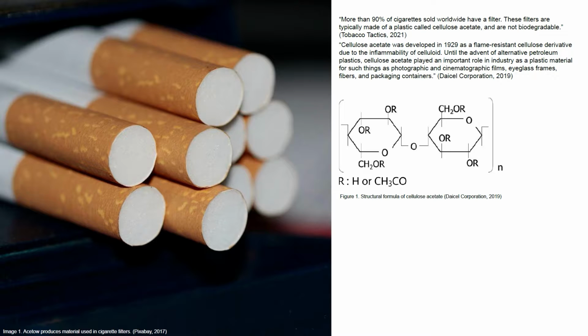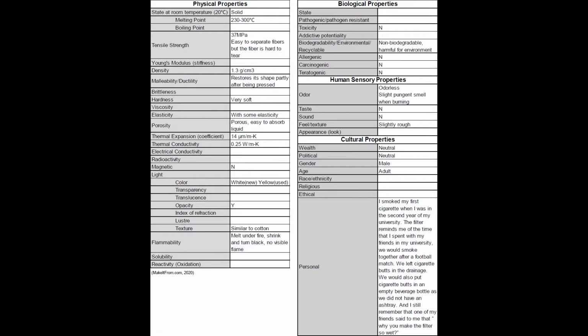Since the filter is a kind of plastic, littering cigarette butts will damage the environment, because the filters take years to degrade and turn into microplastics. Also, cigarette butts carry a heavy load of toxic materials. The filters are criticized in terms of human health as well. According to relevant research, it is not proved that filters can help to reduce smoking-related health risks. This is the material property form of cigarette filters.